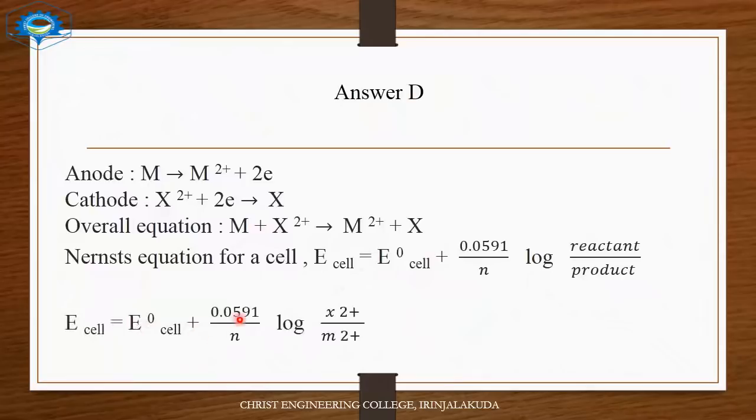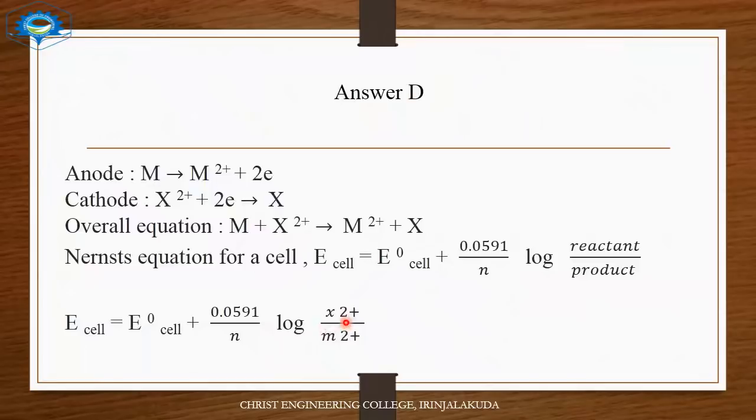That is, E cell is equal to E0 cell plus 0.0591 by n log of the reactant side. Only consider X2+. The concentration of M is 1. So the reactant side is X2+ divided by M2+. Okay, this is the concentration term. This is the Nernst equation for a cell potential. Then we are going to substitute the values.